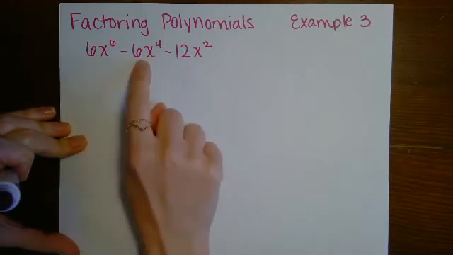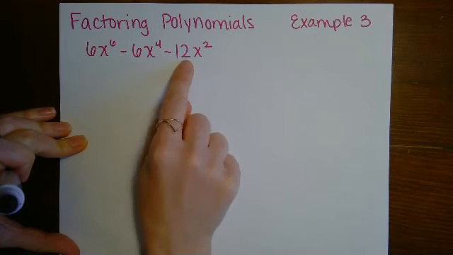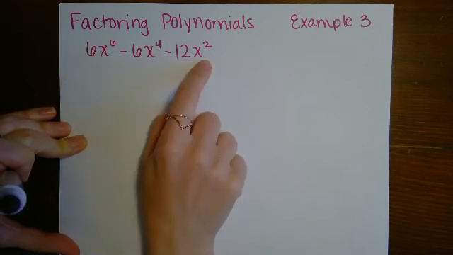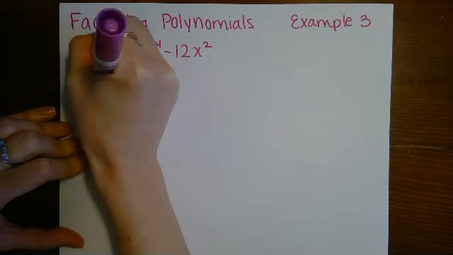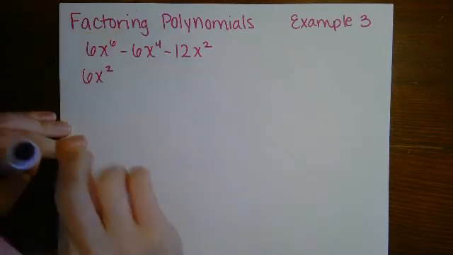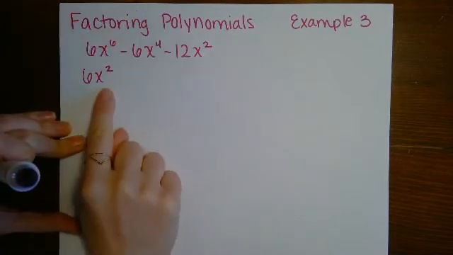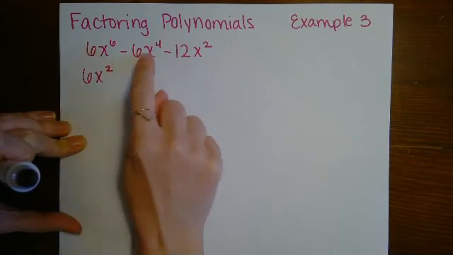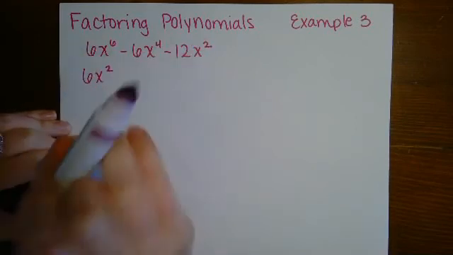We can see all three of these terms are divisible by 6, and they're also all divisible by x squared. They all have at least two x's being multiplied. So when we factor out, we're going to factor out a 6x squared. Your goal is to always try and find the largest thing you can factor out. We could have factored out a 3 from each of these, but then we would have had to do some more work. Now we'll have it all done in one step.